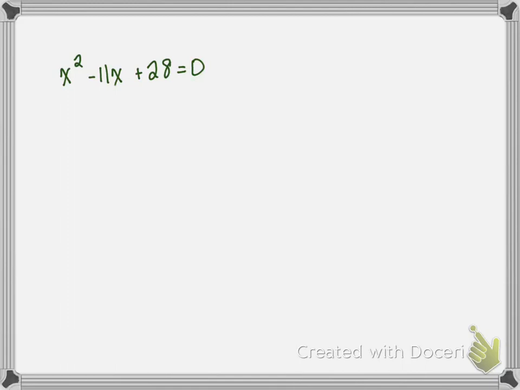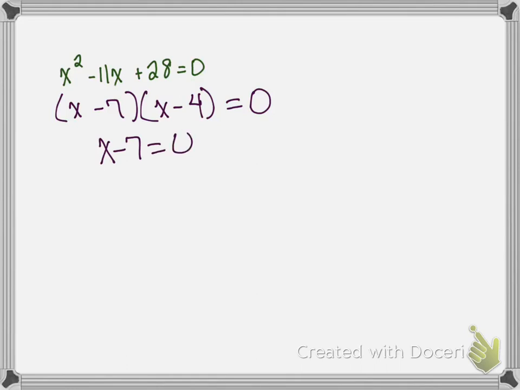Okay? So I look at this, x squared minus 11x plus 28. This can be solved by factoring, so I factor it. My sum is negative 11. My product is 28. So what are my two numbers? Negative 7 and negative 4. Good. Why are they negative? Good, because of the negative 11. You got it.